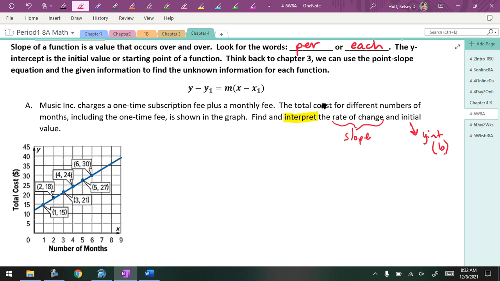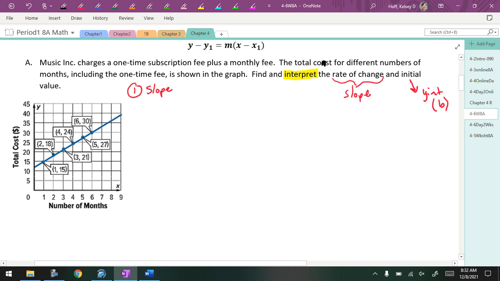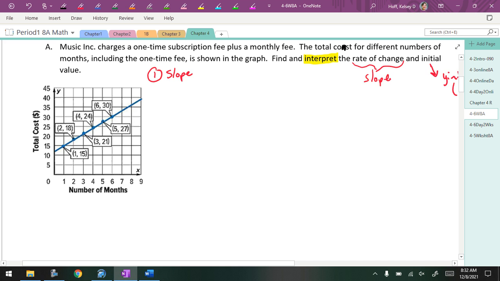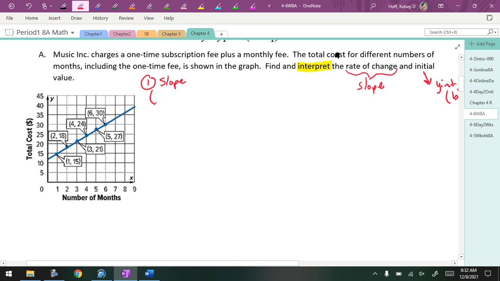Bless you. Okay, step number 1. We're going to find our slope. How are we going to find our slope given this graph? We got to have 2 points, right? Which 2 points do you want to use? Tell me which 2. 1 comma 15 and 2 comma 18. That's exactly what I would pick too. I'd always pick my very first 2 points.